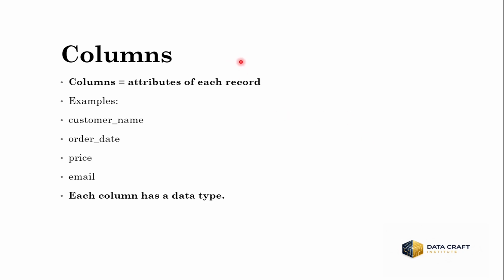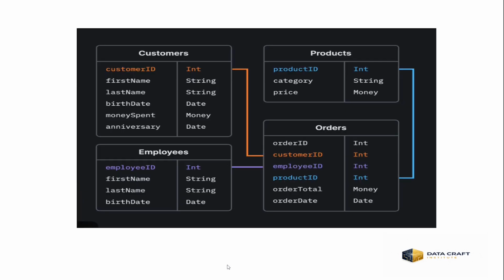Columns. Columns represent the attributes of each record. Attributes means the characteristics. For a customer, columns may include email, age, or join date. For an order, columns may include order ID and amount. Each column has a data type, which ensures only valid data is stored, like text, numbers, dates, and so on. So to summarize, a column is an attribute of each record, for example a customer name, an order date, price, or email ID, and each column has its own data type like numbers, text, etc.